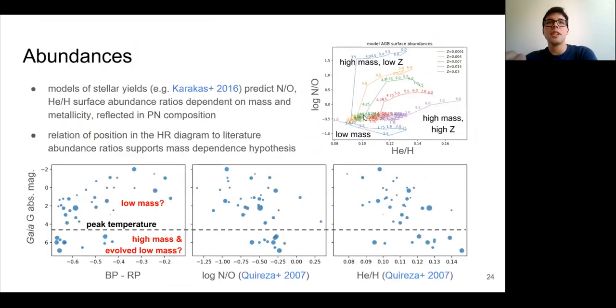Now, is there any way to test this hypothesis? One is to look at nebular chemistry. We expect that the planetary nebula will reflect the abundances of the star that produced it, with higher mass stars resulting in nebulae with more nitrogen and helium. And so if the brighter central stars, earlier in their evolution, are indeed lower mass, and the fainter ones are more evolved high mass objects, we'd expect them to have different abundances.